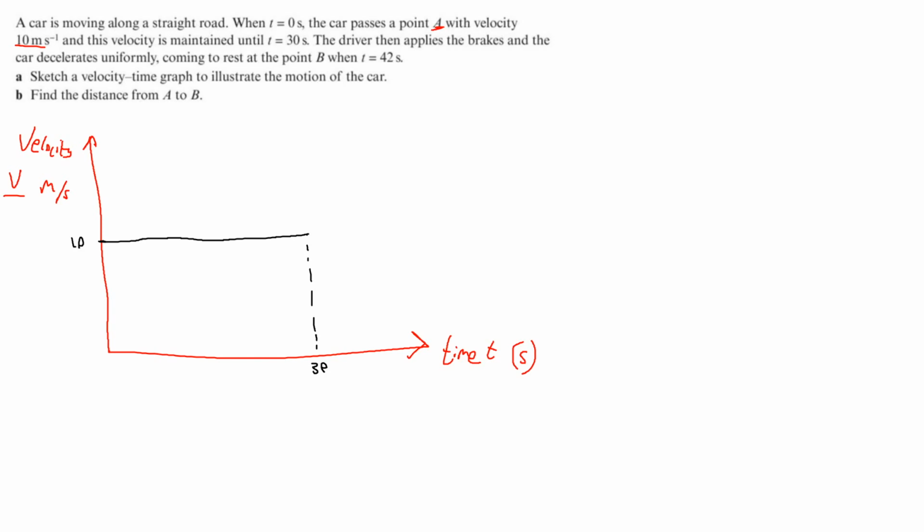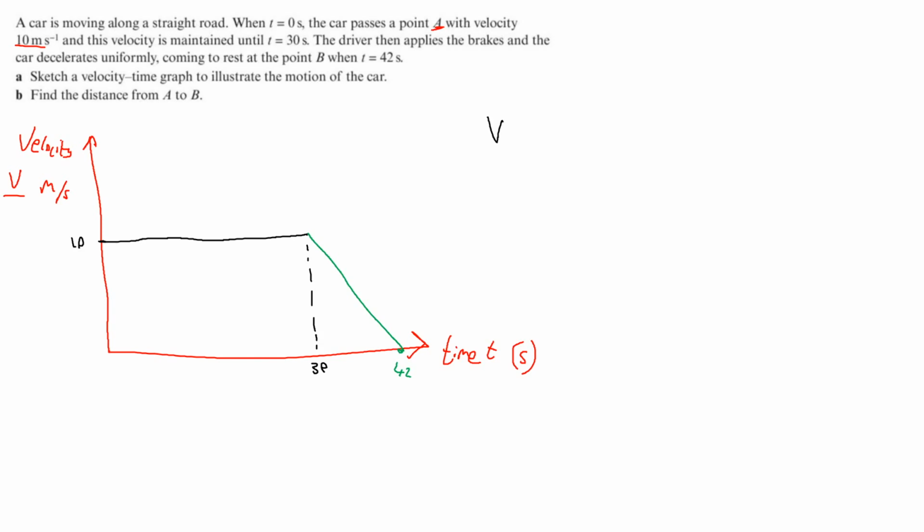Now, at 30 seconds, it's going to decelerate until rest. So it's going to go something like this. It slows down until it reaches rest. So how are we going to find the distance A to B? And this is 42. Remember this till the end of time.